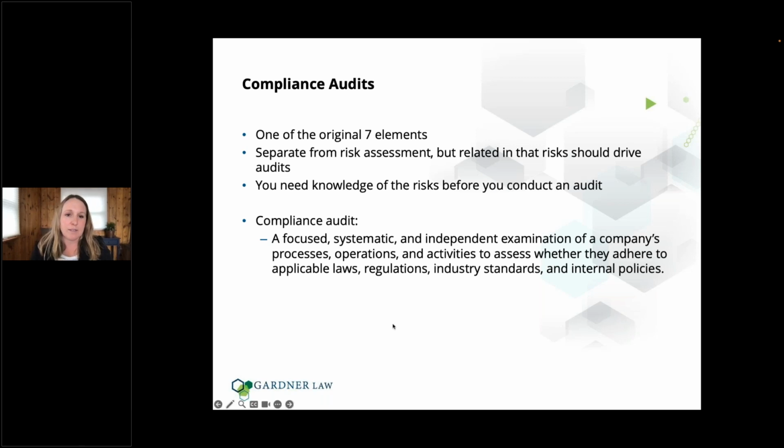A compliance audit, and this is my definition that I cobbled together from various places, is a focused, systematic, and independent examination of a company's processes, operations, and activities to assess whether they adhere to applicable laws, regulations, standards, and policies. So we are looking at company operations to determine whether they adhere to requirements. It's backwards looking. We look at this activity to see if it meets this requirement. That's the simplest way to think about it.